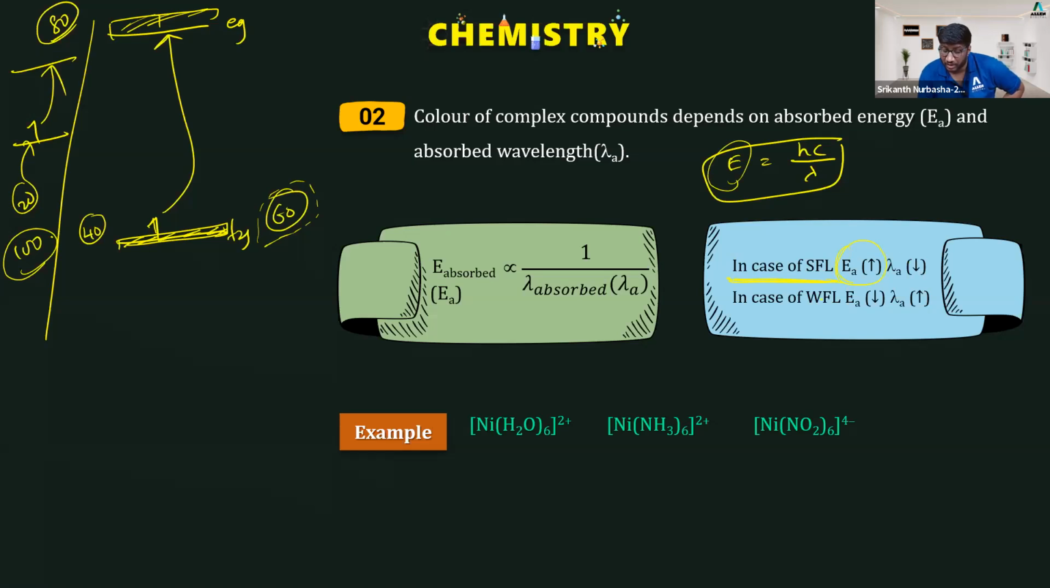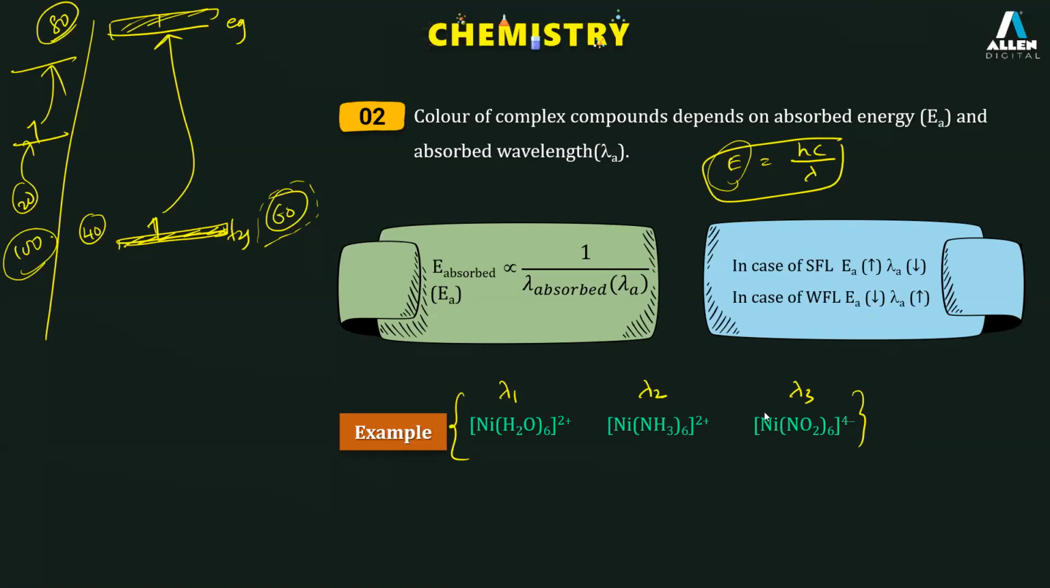If the energy absorption is high, what happens to lambda? Lambda should be low. Weak field ligand means less energy difference. Less energy difference means energy absorbed is less. So lambda should be high. So for example, out of these two complexes, which complex will absorb more lambda? Try to answer this. Okay: [Ni(H2O)6]2+, [Ni(NH3)6]2+, [Ni(NO2)6]4-. Among these three complexes, arrange them in the increasing order of their wavelengths absorbed. Lambda 1 is the wavelength absorbed by the first complex, lambda 2 by the second, lambda 3 by the third. Arrange lambda 1, lambda 2, lambda 3 in increasing order.